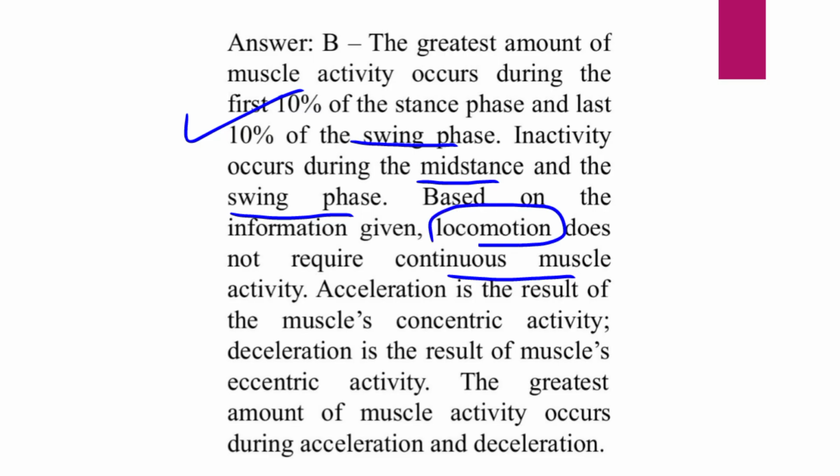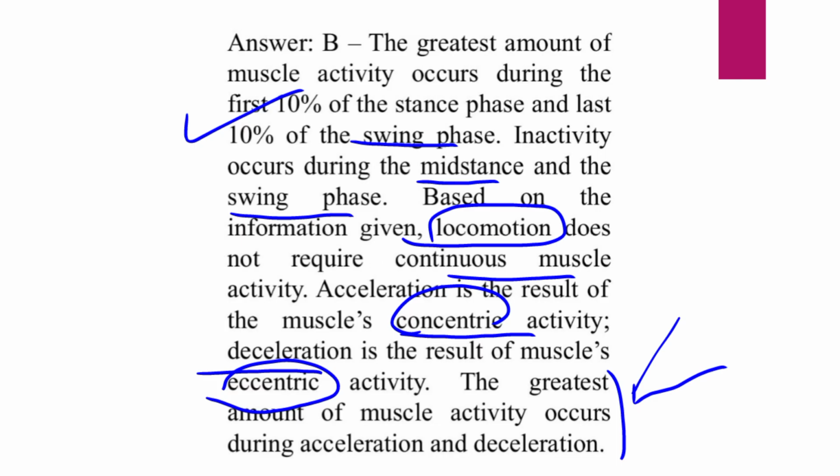In locomotion, there is no continuous muscle activity. In acceleration there is concentric muscle activity, the muscle contracts, while in deceleration there is eccentric muscle activity, the muscle lengthens. The greatest amount of muscle activity occurs during acceleration and deceleration. Note this.